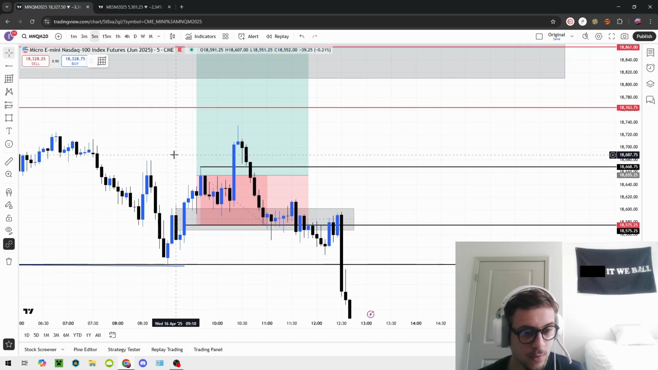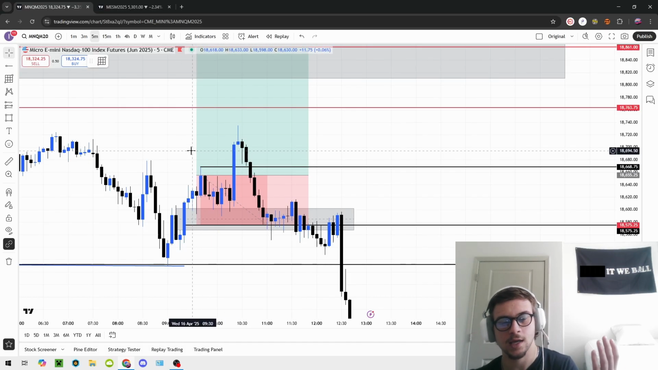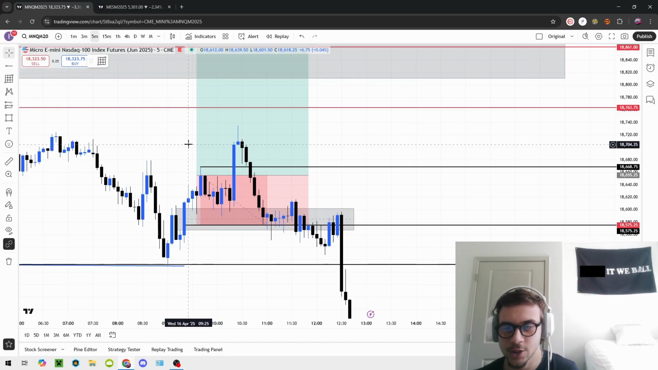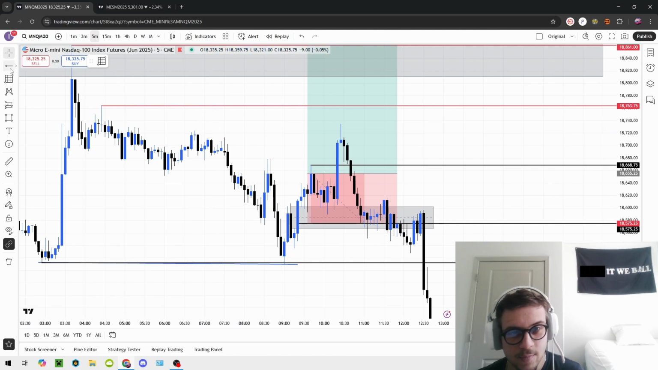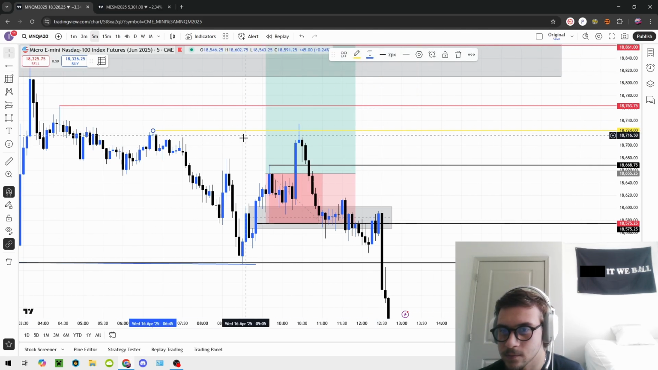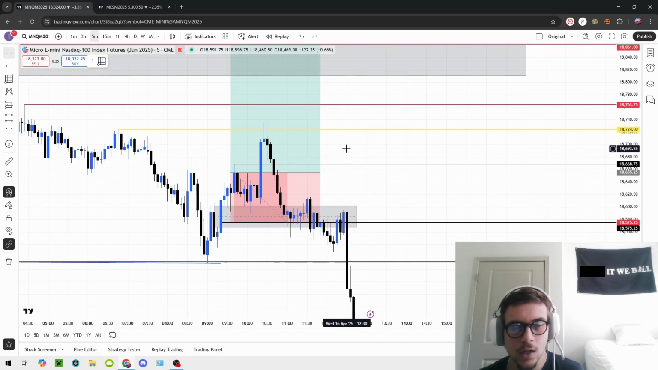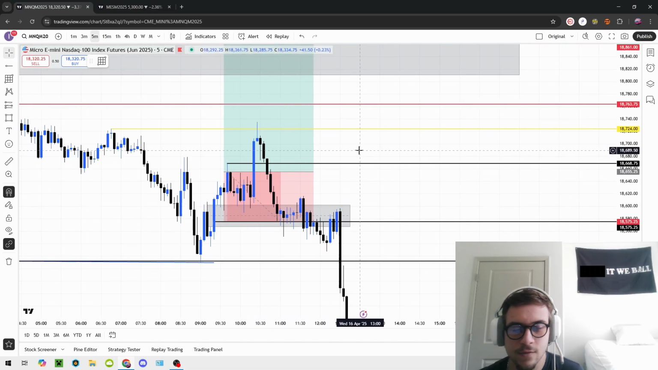And I was very confident when this happened because it broke structure again, supplying even more bias that we were going to push higher. And then what actually happened was, as soon as we broke this high right here, we shit the bed. We had 6 consecutive down candles, which is 30 minutes, and then stopped me out.